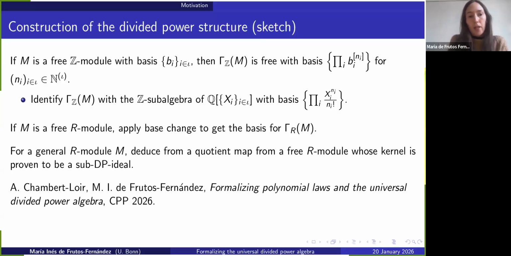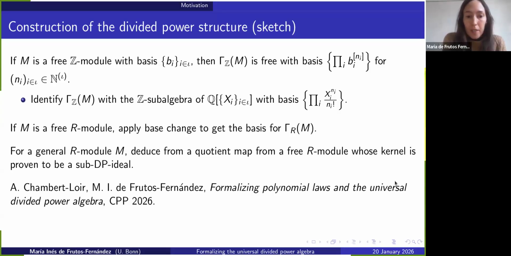So we had reduced to the case where M is a free R module, but we hadn't finished the proof in that case. So we hadn't provided a proof that the basis is what we say it is in this case. So we didn't have a complete construction.